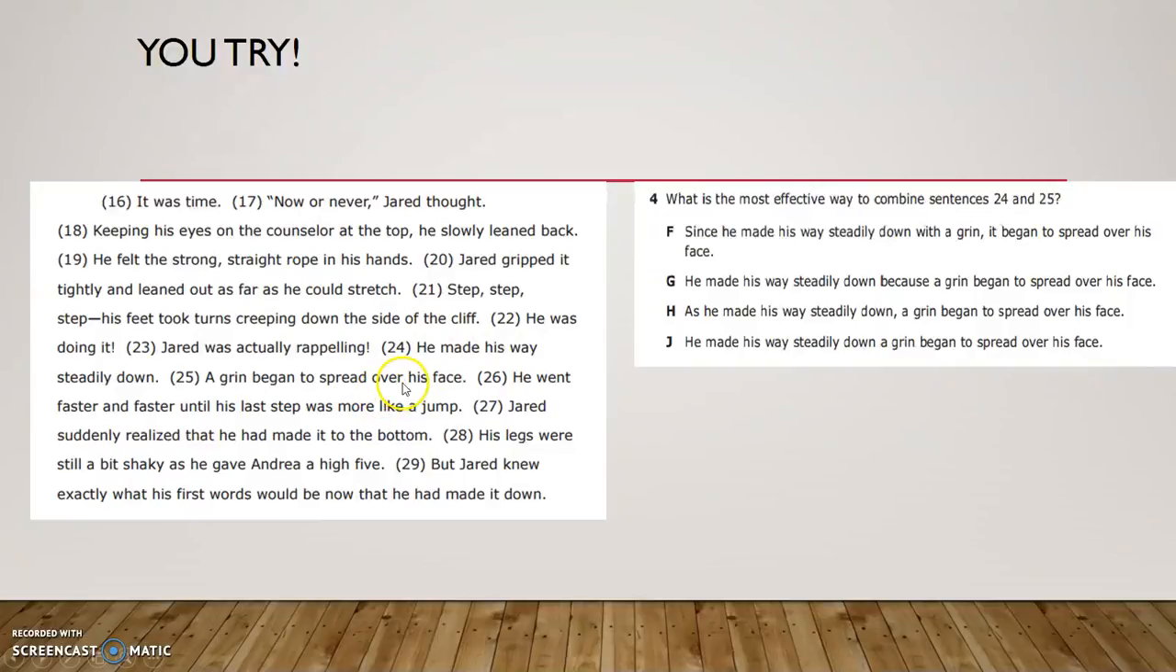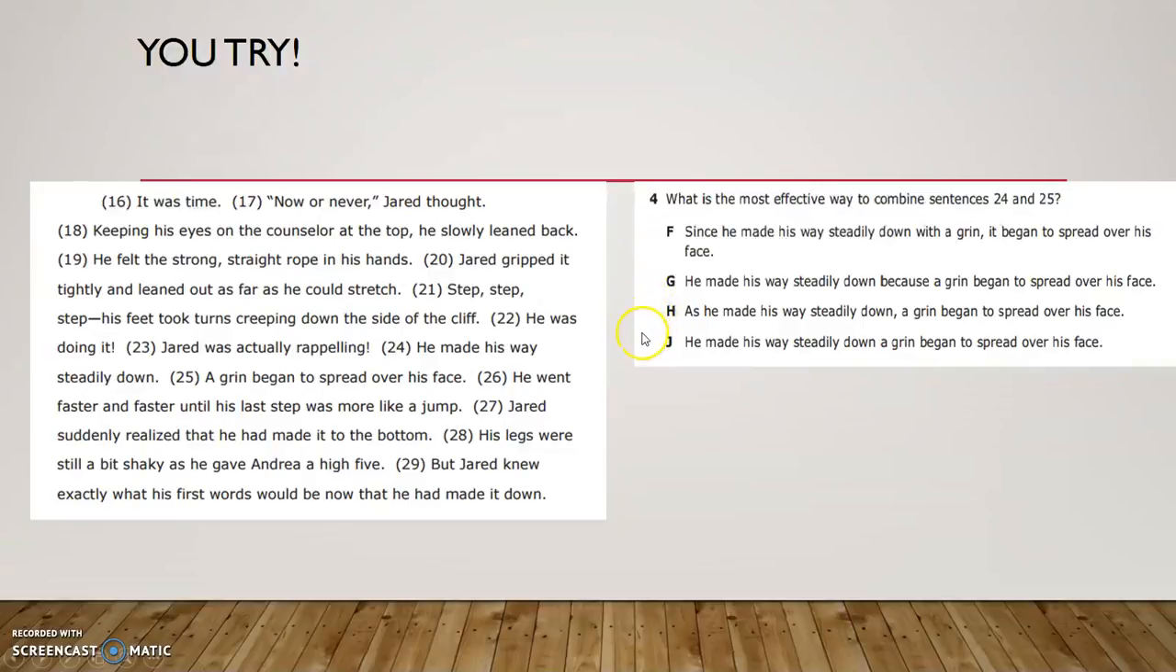So let's read 24 and 25. He made his way steadily down. A grin began to spread over his face. Now let's look at the answer choices. Since he made his way steadily down with the grin, it began to spread over his face. No. He made his way steadily down because a grin began to spread over his face. No. As he made his way steadily down, comma, a grin began to spread over his face.